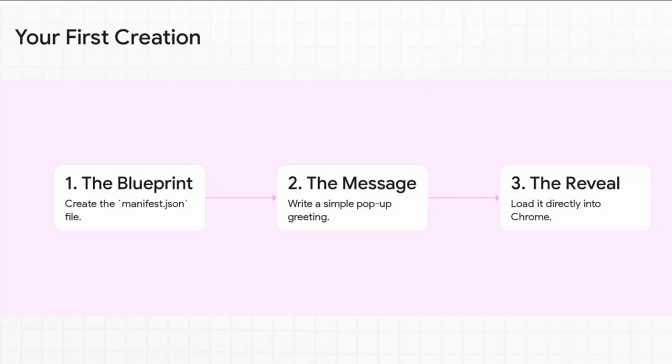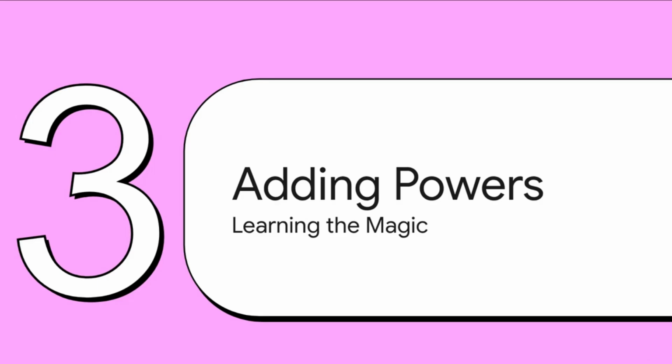And really, the process to get started is this simple. First, you create the blueprint. Then you write a tiny little piece of code for a Hello World pop-up. And finally, you load it directly into Chrome. And boom, that's it. In just a few minutes, you've actually made something real, a working program right inside your own browser. A Hello World is a great first step, for sure.